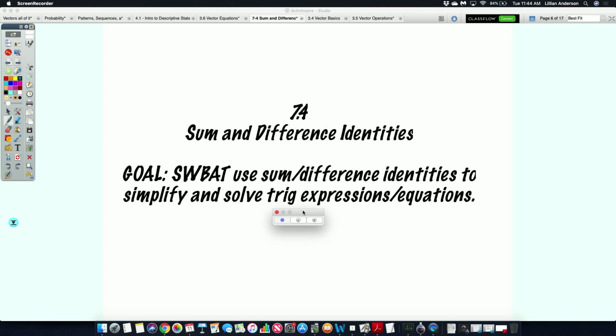So still, the only identities that you're responsible for knowing are the Pythagorean identities, as well as the quotient identities and the reciprocal identities. So you still only have to know those three. This sheet, again, will be given to you. So we're going to start out with the sum and difference identities for your sine ones.